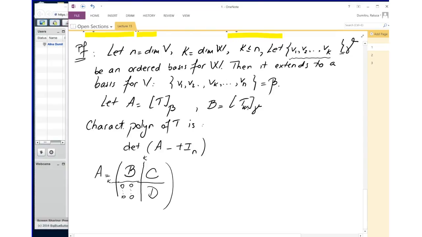Why is that? Because the matrix B is the matrix of the restriction of T to W. What does that mean? Well, it means that I'm only allowed to apply T to an element of W, but I apply T to V1. T of V1 is the same as the restriction of T to W of V1, right? Because V1 is in W, right? So up to the kth one, they actually agree, because that's what the restriction means. And B was the matrix of the restriction, so it goes up in that corner there.